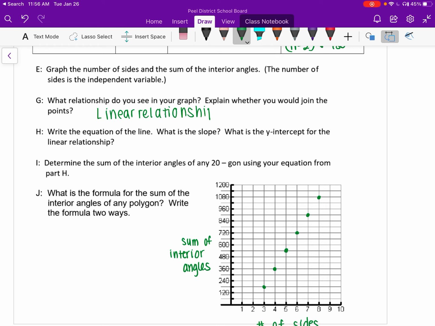So it says, explain whether you would join the points. Would you join the points? No, because the reason you wouldn't join the points is because you can't have 0.85 of a side. It's not continuous, right? So because it's not continuous.